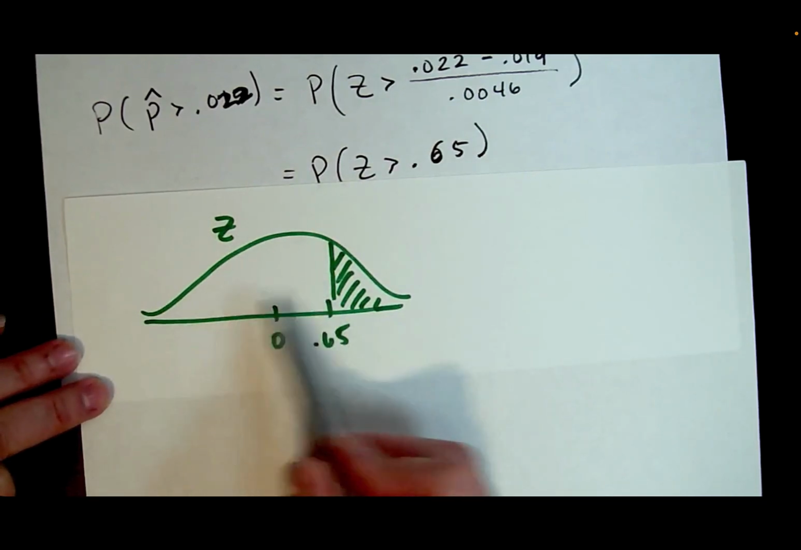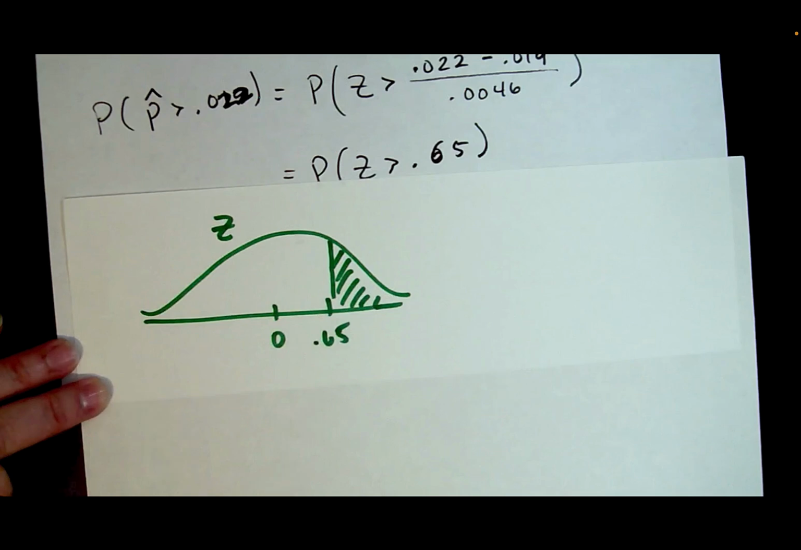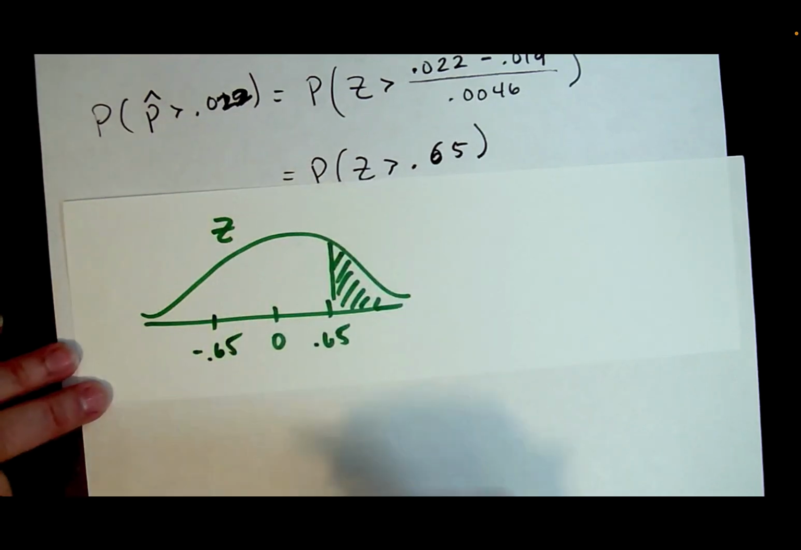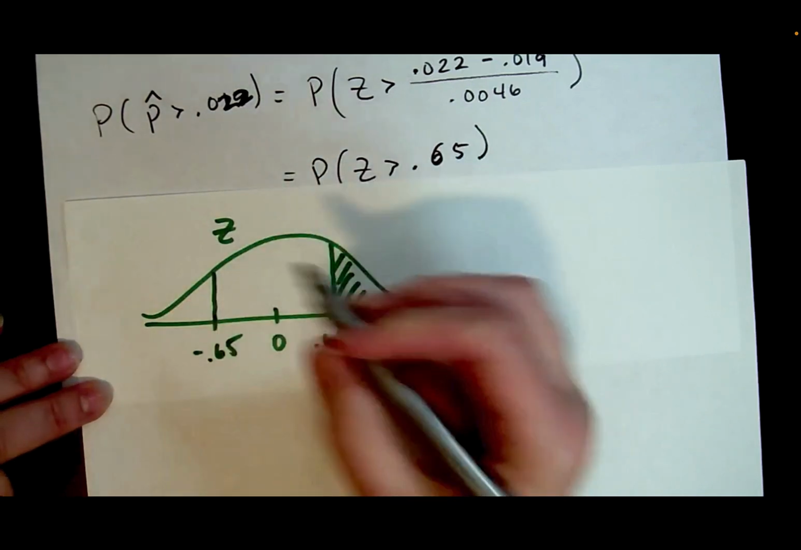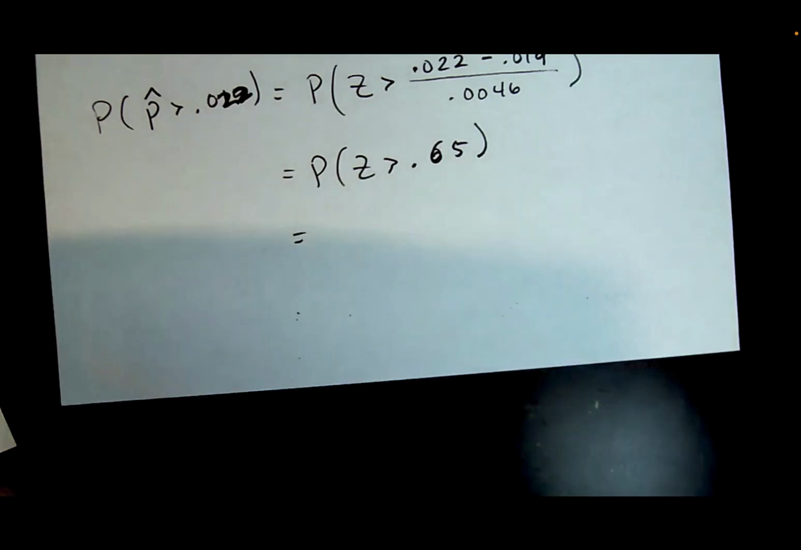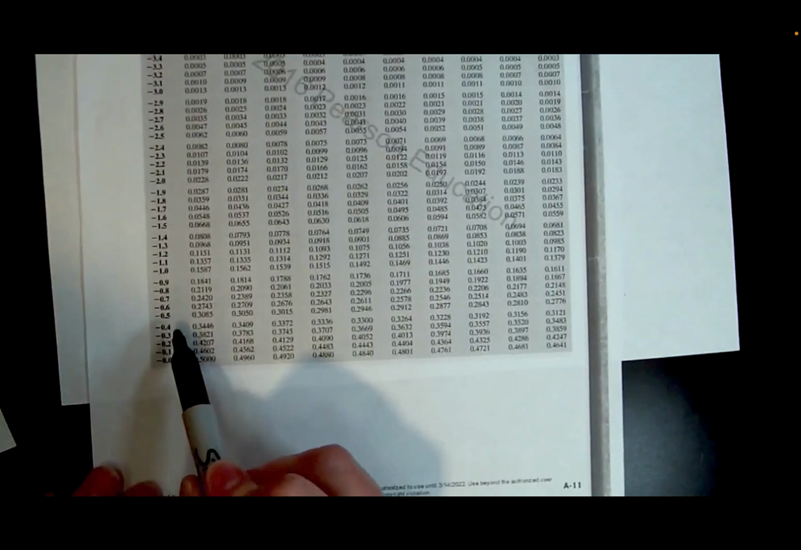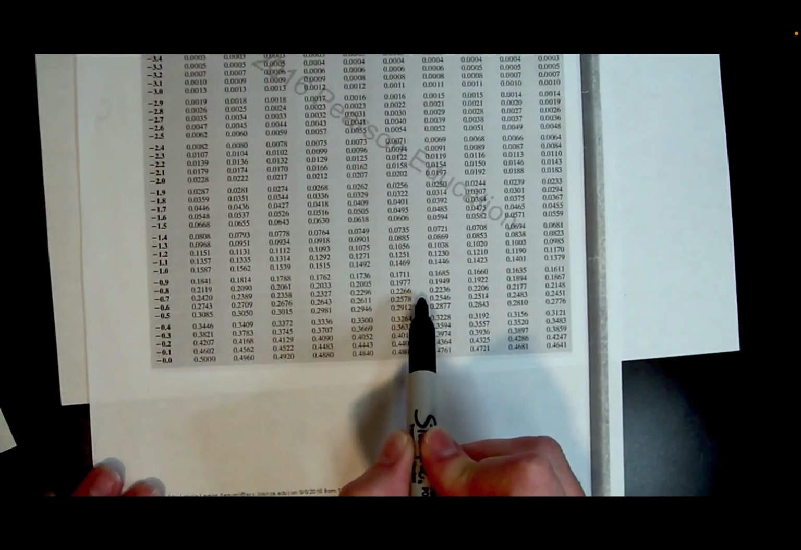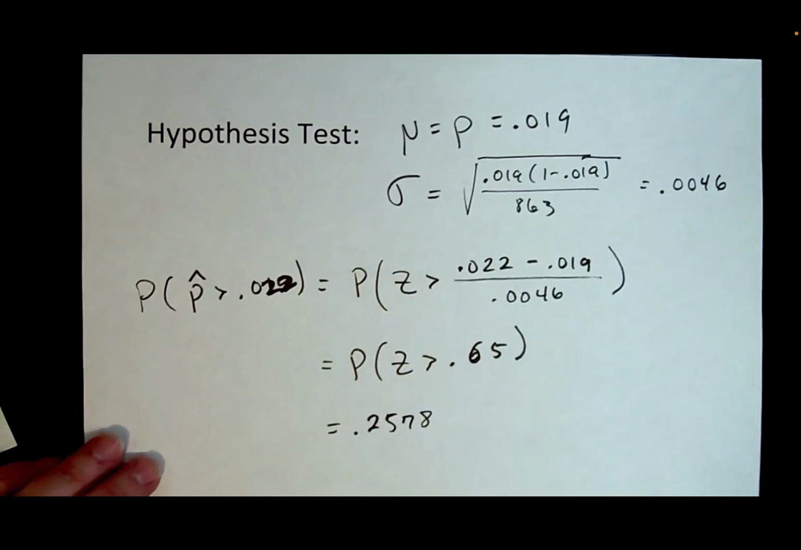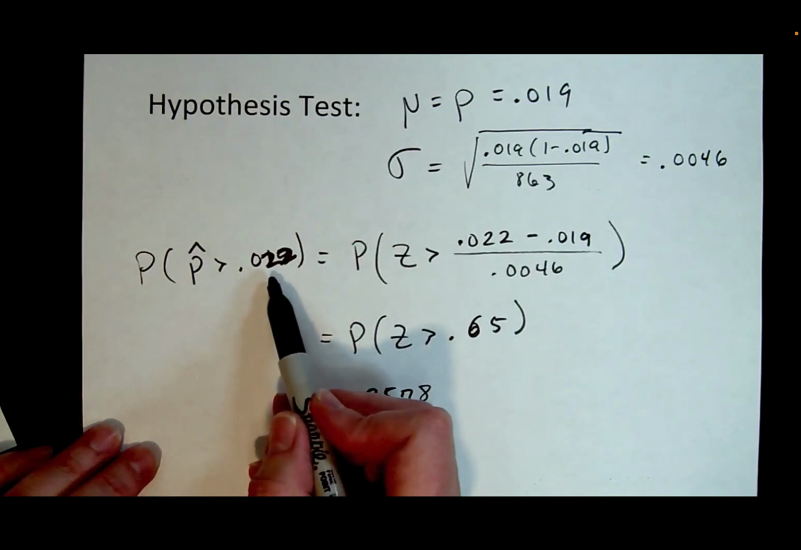But remember, the z table gives you areas to the left. So you could use 0.65 as your z and do 1 minus the area it gives you, because 1 minus that area would be this one. What I'm going to do, though, is use symmetry of the distribution. I'm going to go over to negative 0.65, get the answer from the table, and that answer will be the same as the area there. So negative 0.65 on the table looks like 0.2578. That's our p-value, the probability of getting a sample proportion that's as far off the mean as this or further.